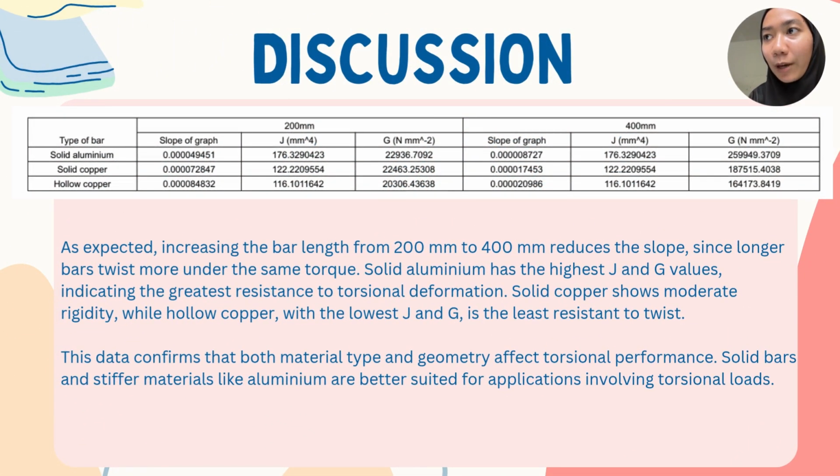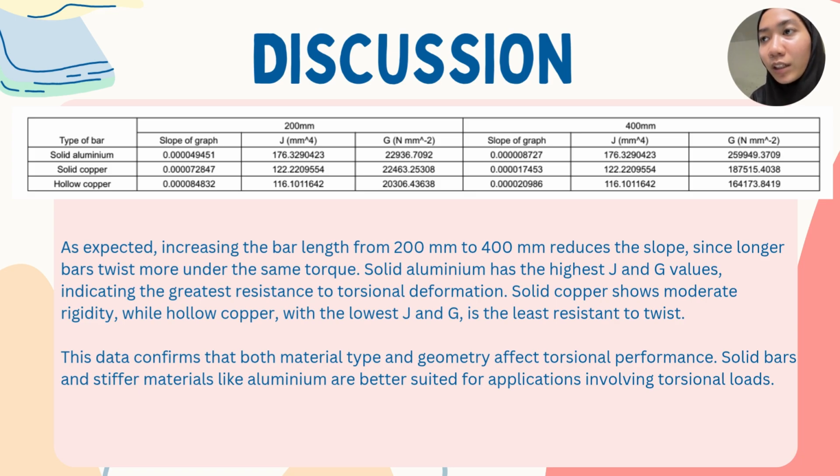Now, let's talk about what happens when we change the length of the bar. From the table, we can see that when we increase the length from 200 mm to 400 mm, the bar twists more under the same torque. This causes the slope of the torque versus angle of twist graph to decrease. So, longer bars are more flexible and less stiff in torsion.